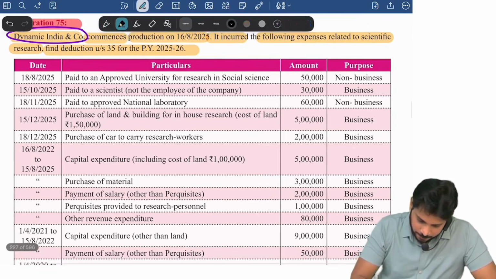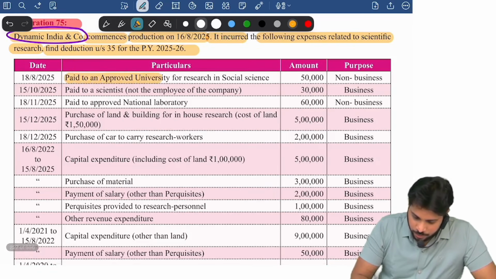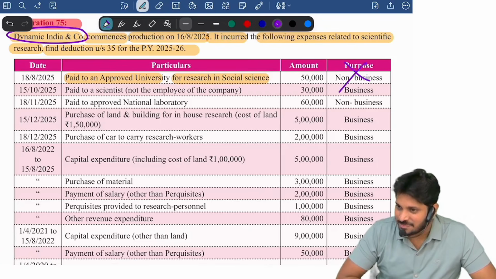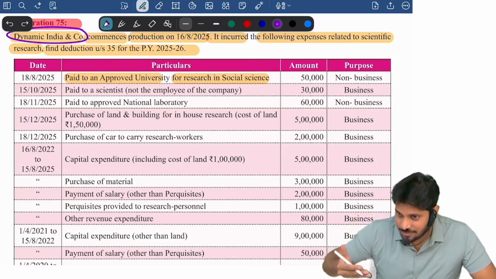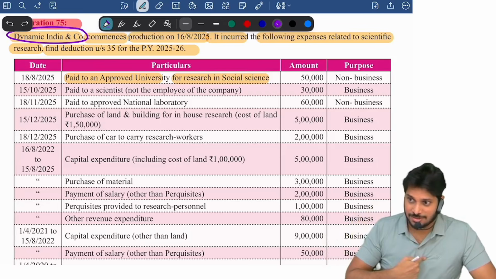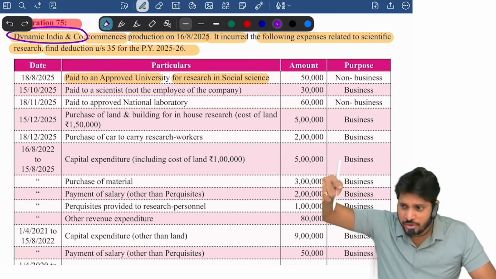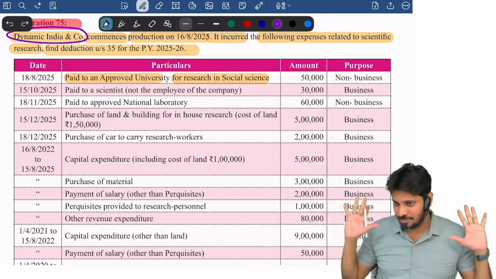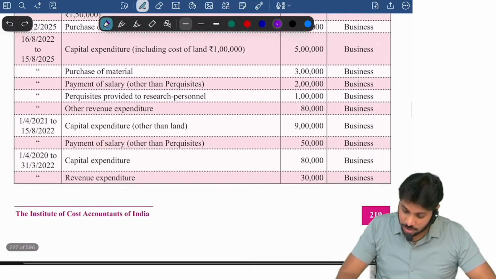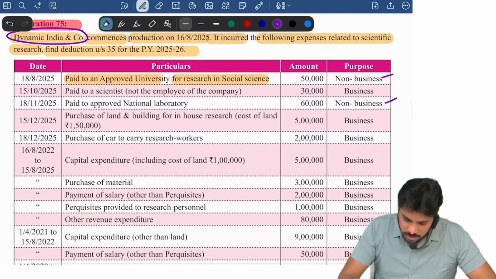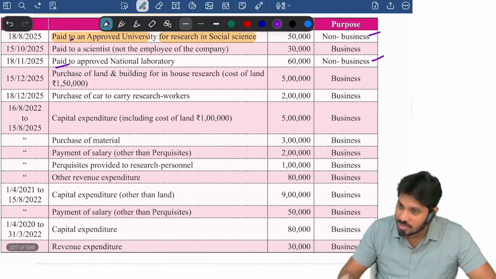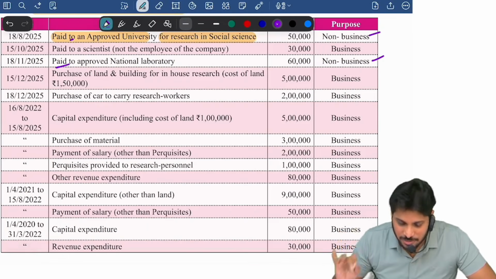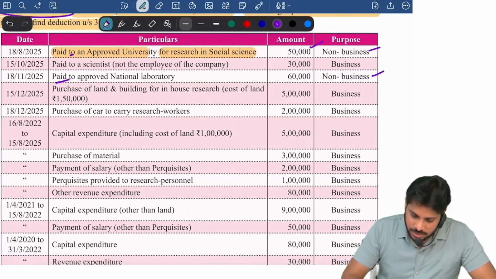Now, amount paid to an approved university for social science, yes, eligible. Purpose doesn't matter. Remember, if I am incurring directly, then it must be related to my business. If I am contributing to somebody, it doesn't matter. First I will identify non-business cases. This is non-business, this is non-business, but these are payments only, so no problem. Rest all are business purpose, so it doesn't matter. Now, 50,000, yes, I can claim.